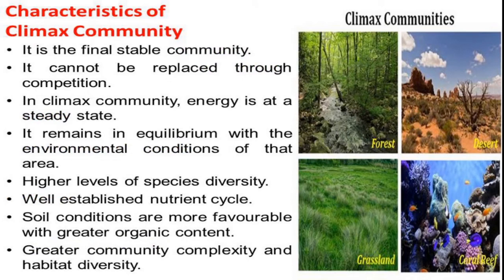Now let us have a look at the characteristics of a climax community. The climax community is the stable end product of the successional sequence. The climax community cannot be replaced through competition. In the climax community, energy is at a steady state, that is, the net production is zero. Climax community remains in equilibrium with the climatic and the environmental conditions of that area.